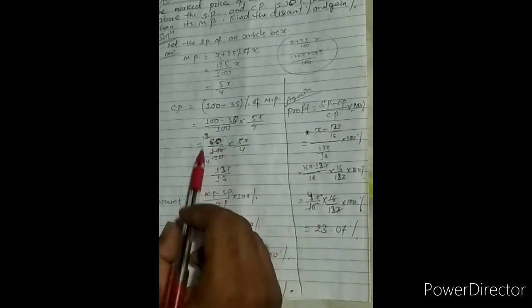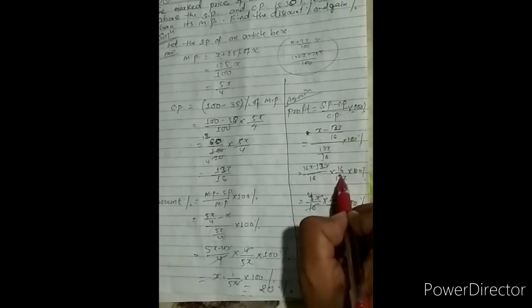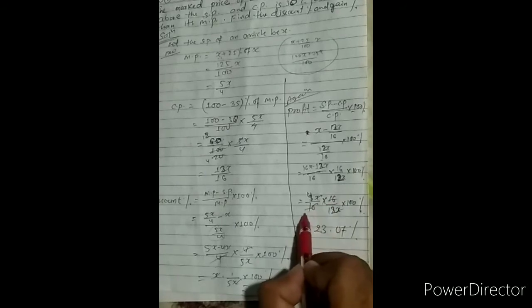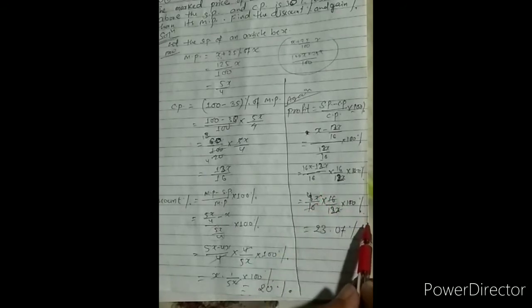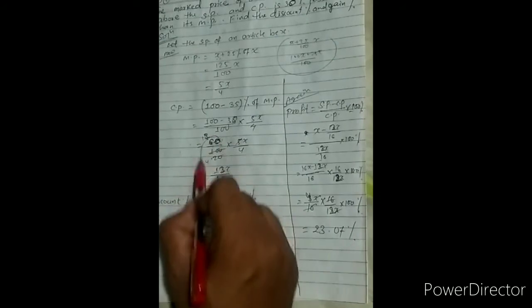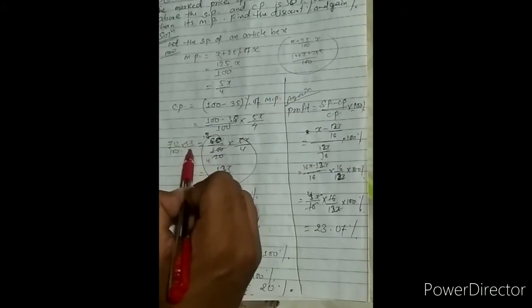5 2s are 10, 5 4s are 20, 4 4s are 16. 12 by 16. 16 minus 12. Here is also 12. 16 by 12. 16 cancel. Here 400 by 12. So again here it must be 100 minus 30 is 70. Yes, it will be 70 by 100 into 5x by 4.